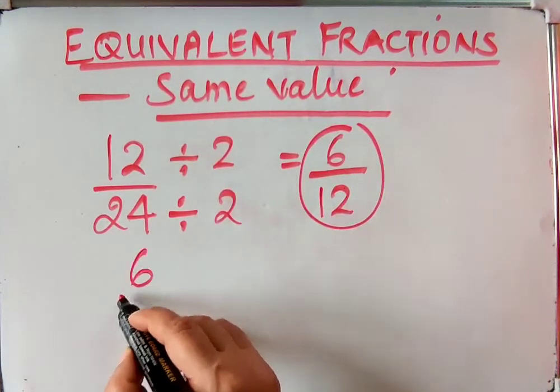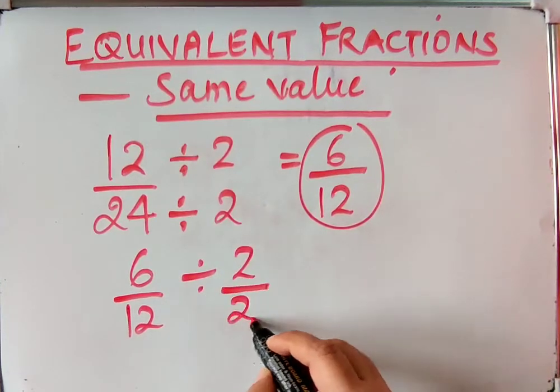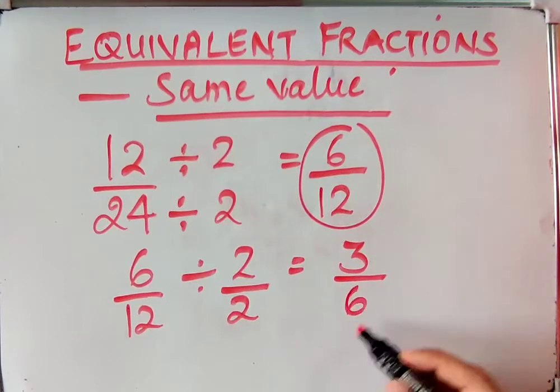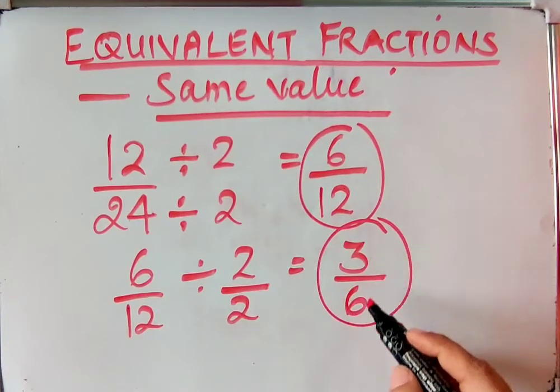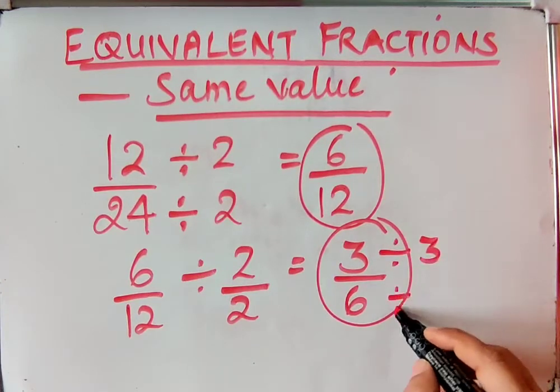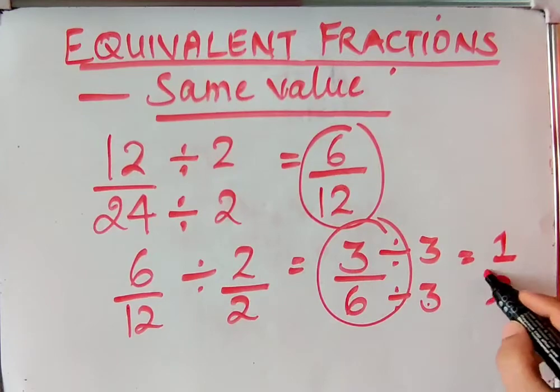Even I can further divide this by 2 again. So this becomes 3, and 2 sixes are 12. This comes out to 3 by 6. I can further divide this by 3. 3 ones are 3 and 3 twos are 6.